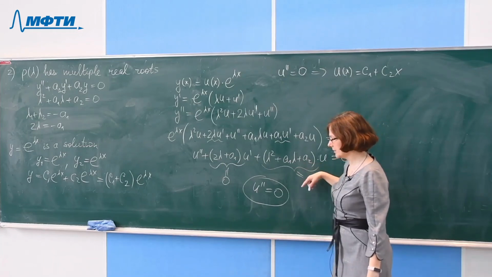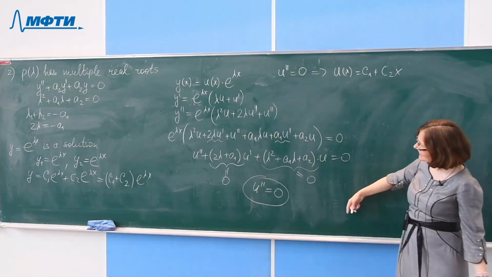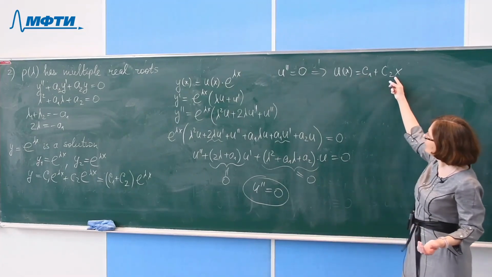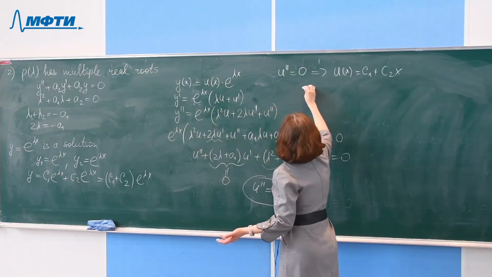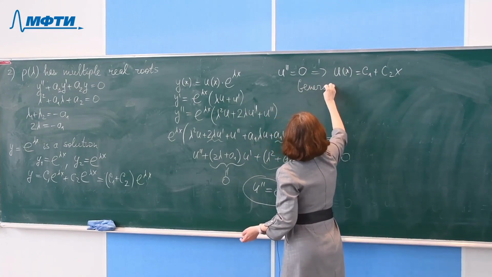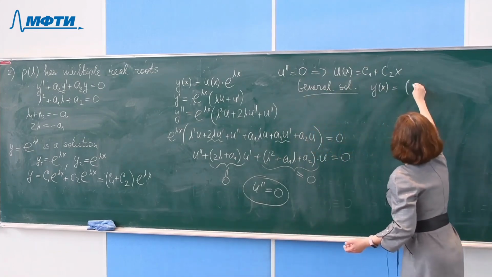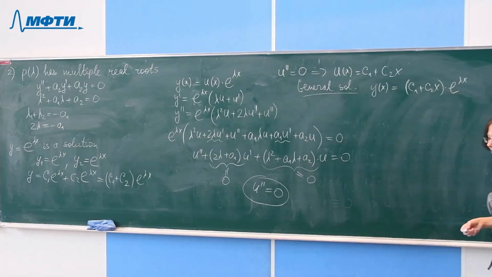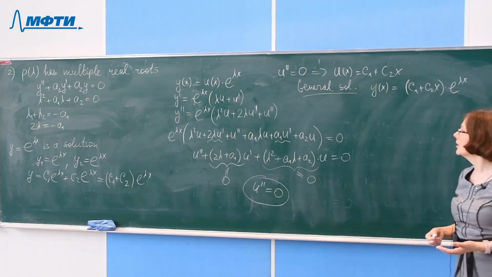If we start from the end of this reasoning and go to the beginning, we can prove that any function of this form will satisfy our differential equation. So the general solution will be given by the formula y of x equals c1 plus c2 x times e to the lambda x. So this is the case of the differential equation of order 2.